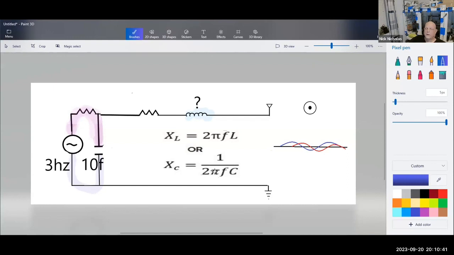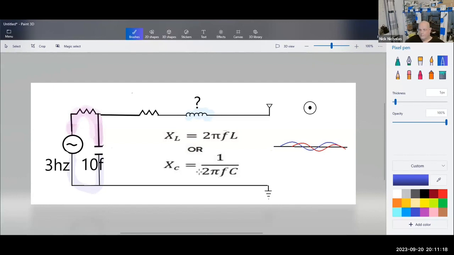2 times 3 times 3, which is 2 times 9 or 18. Wait, no, I did that wrong. I said it wrong. 2 times 3, yeah, that's pi. The frequency is 3. And then times 3 again. So we got basically 3 times 3, which is 9, times 3 is 18, times 2. Agreed? Roughly 36 ohms. Does that make sense to everybody?